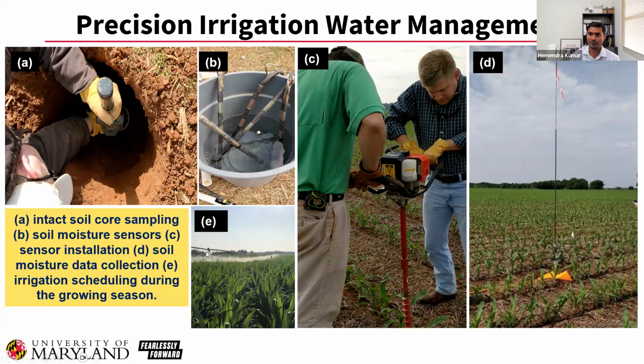And this is the center pivot irrigation field. So figure E is showing that whenever we get the alert on the phone that today is the time for irrigation, we turn on the irrigation.